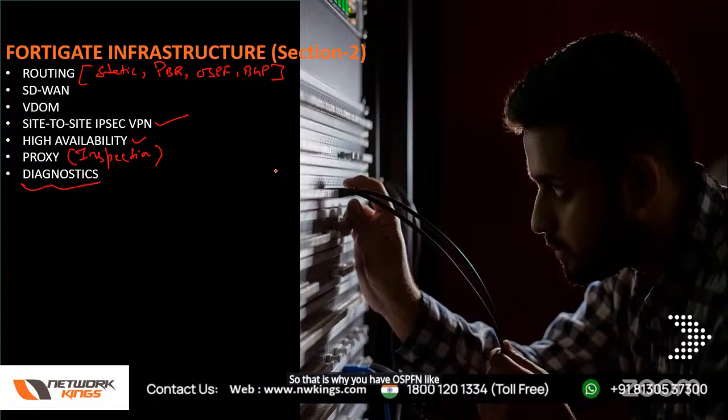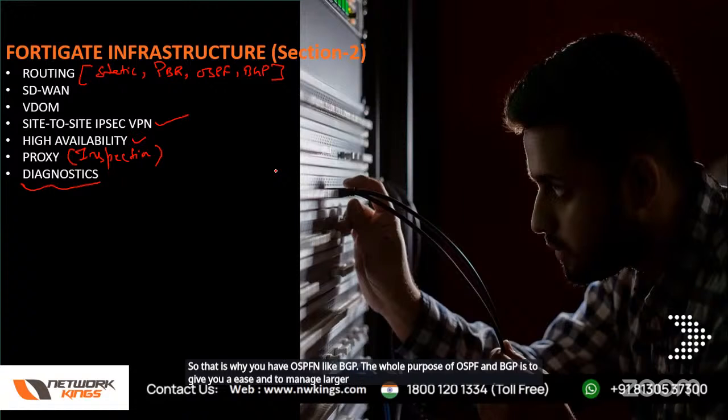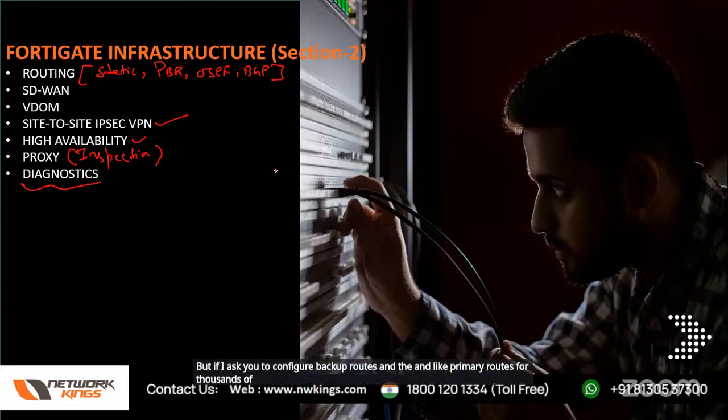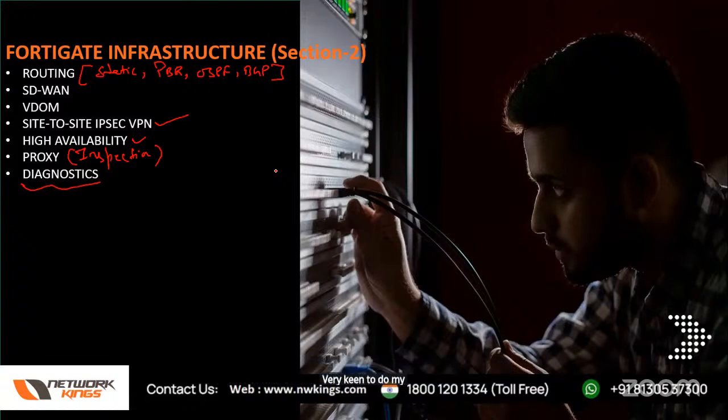The whole purpose of OSPF and BGP is to make it easy to manage larger and the largest networks. If you want to manage 10 lakh routes, BGP can do it in a click. But if I ask you to configure backup routes and primary routes for thousands of subnets, that is a nightmare. And it is also about convergence. Let's say I am very keen to do my job, and I have done the 10,000 static route configuration, for example.